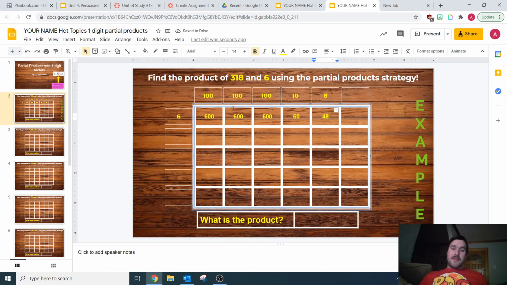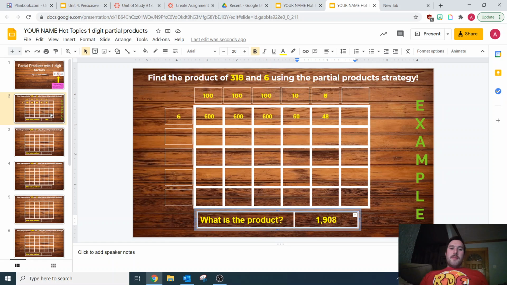Now I'm going to add these numbers together. For you, I would probably write these numbers down on your table and add them together. But I'm just going to add 600 plus 600 plus 600 is 1,800, plus 60 is 1,860, plus 48 is 1,908. So I'm going to write down here my product, 1,908. And then I will move on to the next one.